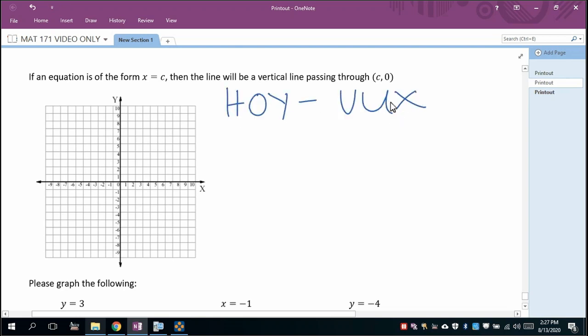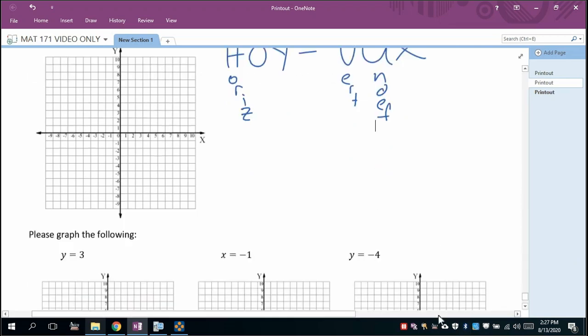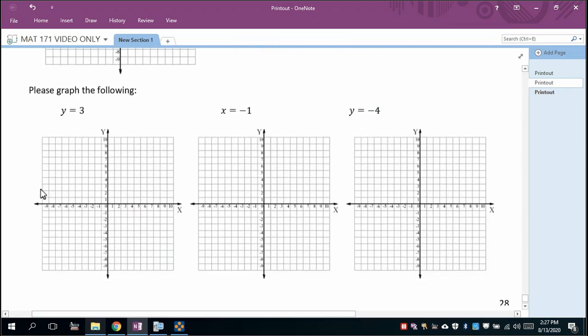I always like to think of this as HOY VUX. Horizontal, zero slope, and y variable. Vertical line, undefined, and x only. I learned that over a decade ago, and that's the way to do it. So y equals 3, that's a horizontal line going right here. X equals negative 1, very crappy, but it's a vertical line. And y equals negative 4.